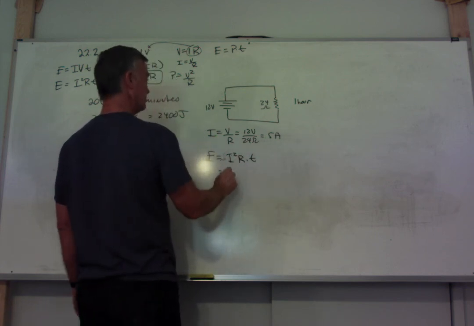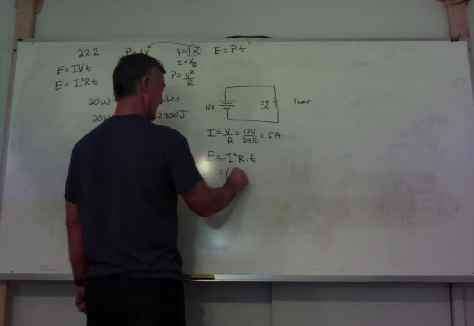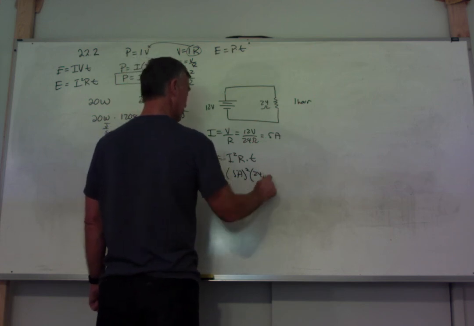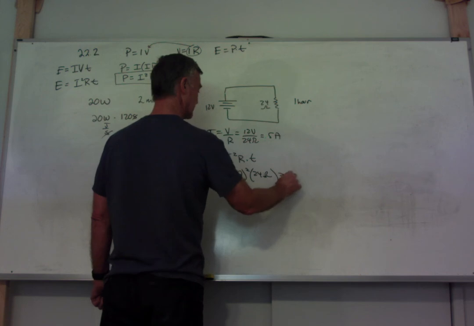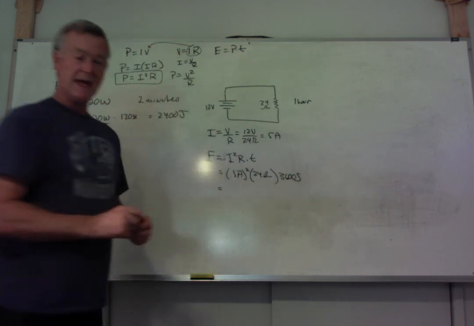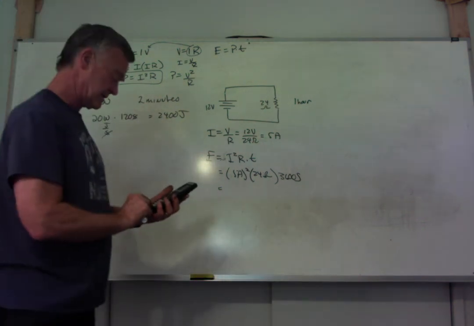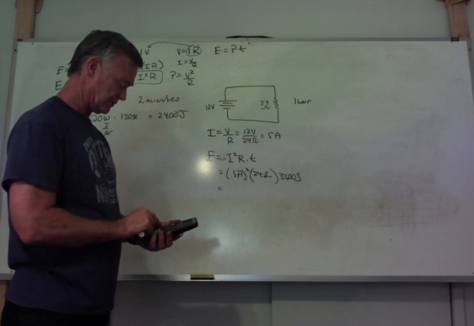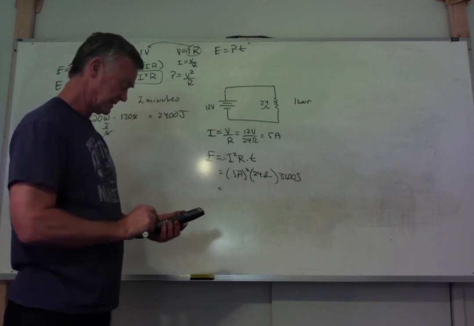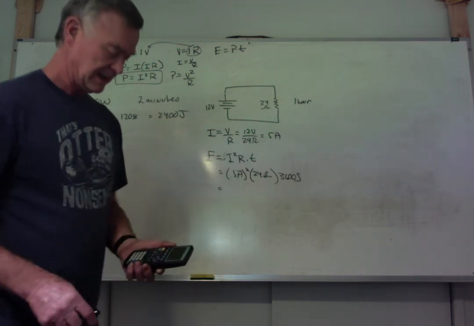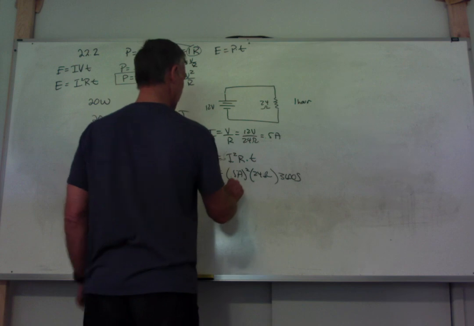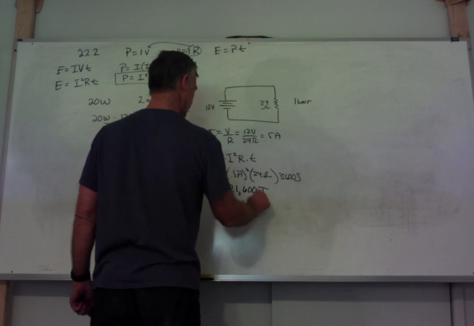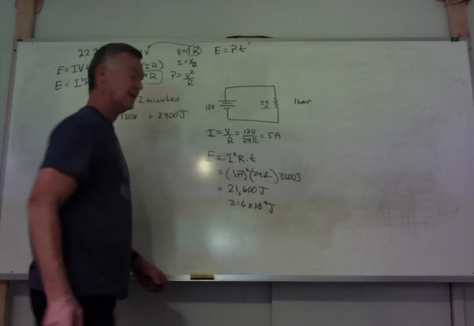And I squared then would be 0.5 amps squared times 24 ohms times 1 hour, which is 3,600 seconds. And we would get 0.5 squared times 24 times 3,600, which is 21,600 joules, or 2.16 times 10 to the 4th joules. Okay?